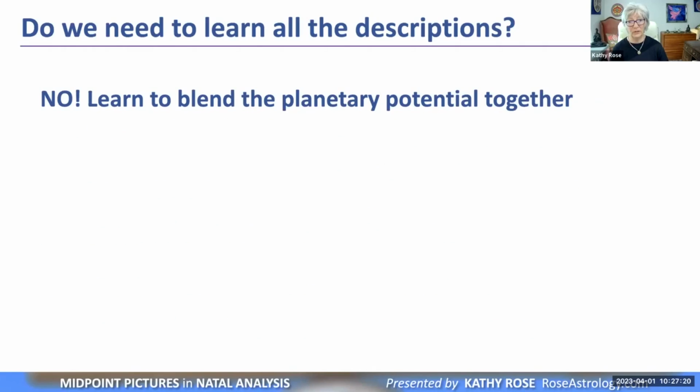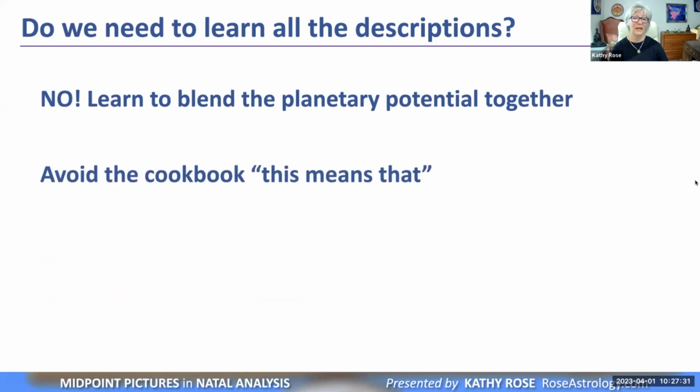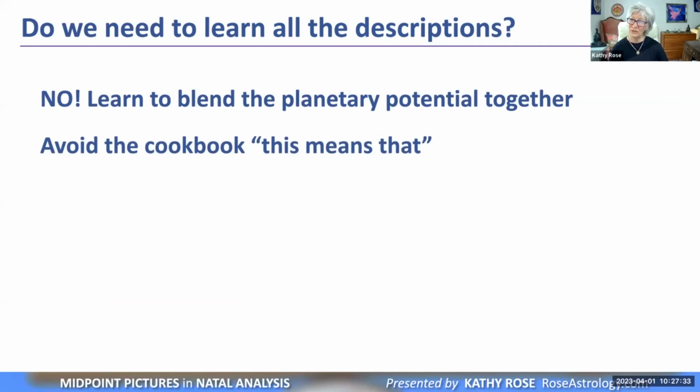So then there's the question, do we need to learn all the descriptions? Oh my God, that's so much information. I get this question a lot. And I say, no, don't try to learn all the descriptions. Learn to blend planetary potential together. Otherwise, it turns into a cookbook. This means that. And I have never been a fan of the formulaic code book, cookbook approach.